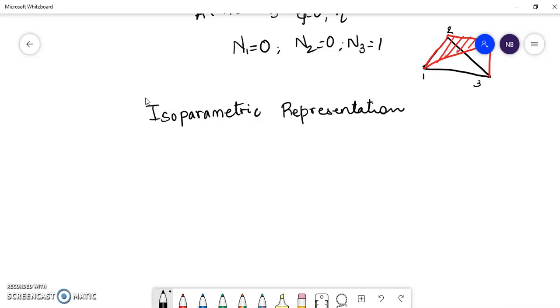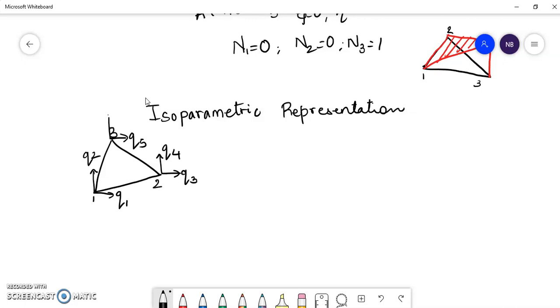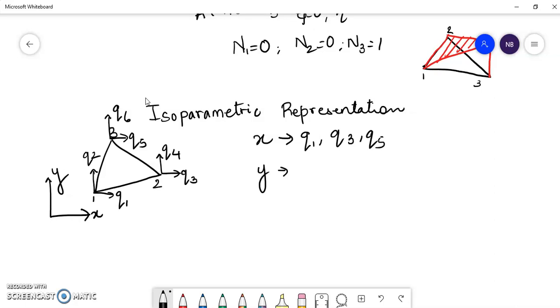The displacement inside the element is obtained using the shape functions and the nodal values of the unknown displacements. So we have here, say, a triangle with nodes 1, 2 and 3. Now, these displacements can be represented as q1, q2, q3, q4, q5 and q6. And if we have this as the x and the y direction, so in the x direction we have three displacements, and those are q1, q3 and q5, whereas in the y direction we have displacements q2, q4 and q6.